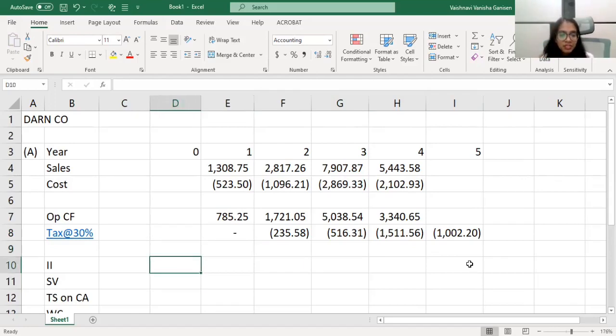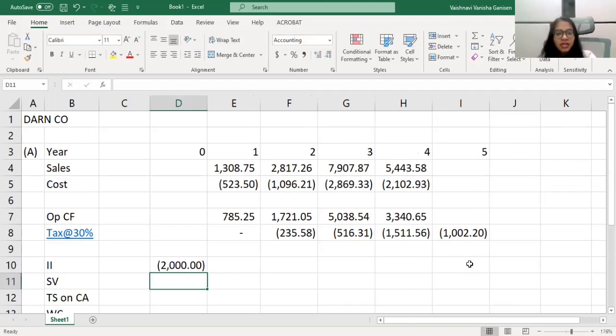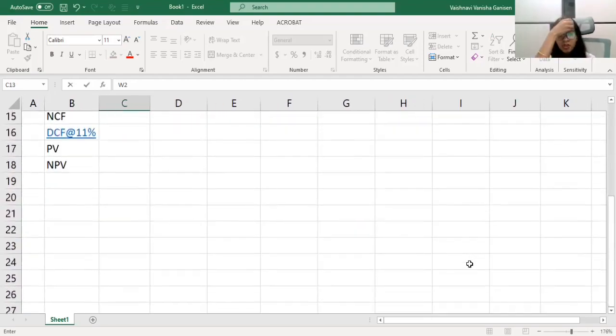Now, let's move on to the next part where you have to incorporate your initial investment. The investment in the project was 2,000, so negative 2,000. I am doing all my answers in thousands. Your scrap value of the project, he said 0, so I'm going to put 0. Now, tax saving on capital allowance will be working number 1, and your working capital will be working number 2. So let's see how we do working number 1 using the format that I have taught you.